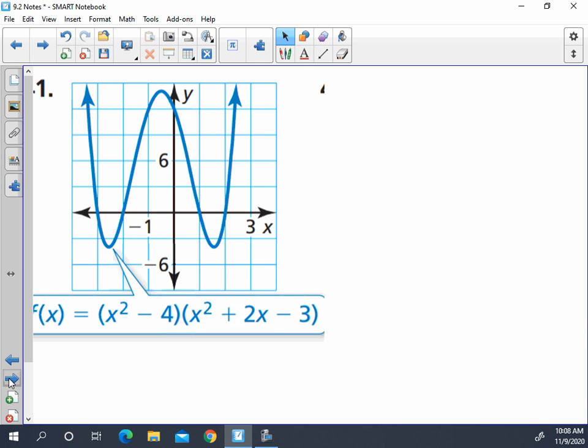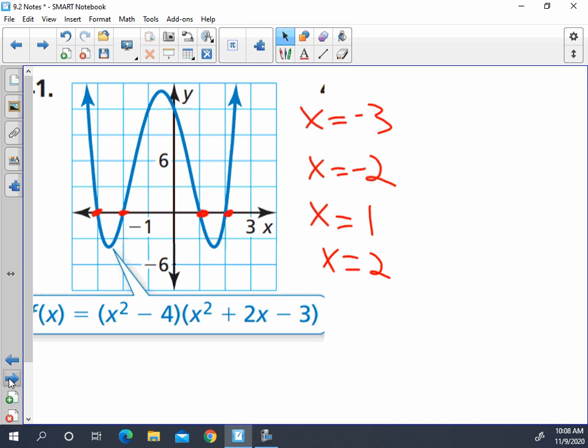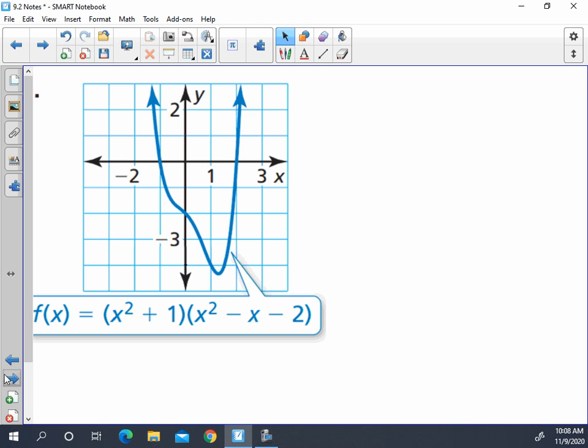Here, a lot of different ones. A lot of x-intercepts. We have one here, which is at negative 3. We have one here, right? X equals negative 2. One here at 1. And then the last one at x equals 2. Right there. Okay, so this is just looking at a graph. This is 9.2, just looking at the graph.